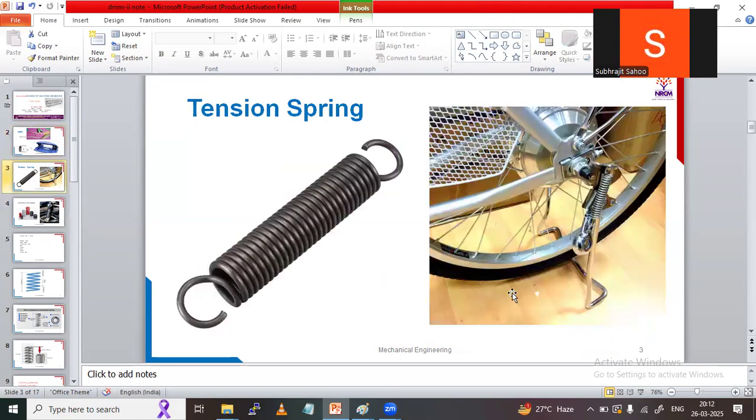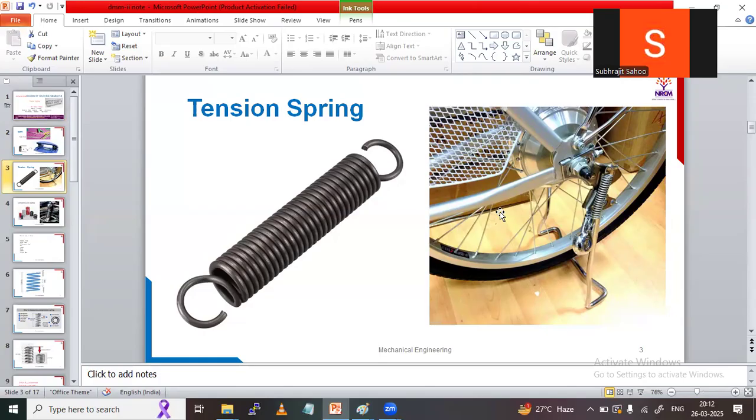Similarly, another type based on the load application is the tension spring, right? Tension spring, it is a closely coiled spring, closed coiled spring. Where is the application, sir? Generally we use it in bicycle stands.